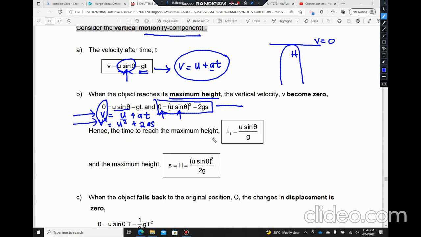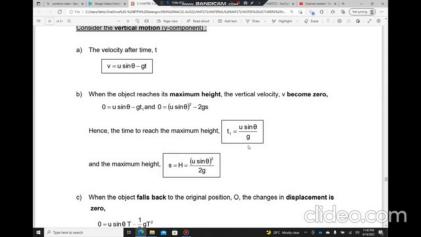Hence the time to reach the maximum height, T equals to U sin theta over G. Yang ni sebenarnya kita just susun je lah daripada sini. 0 equals to U sin theta minus GT. So when you susun balik, dia dapat yang ni kan. T equals to U sin theta over G. And then the maximum height, H equals to U sin theta square over 2G. Samalah yang dua ni, yang dalam petak ni dapat daripada sini. Okay, dua formula ni.